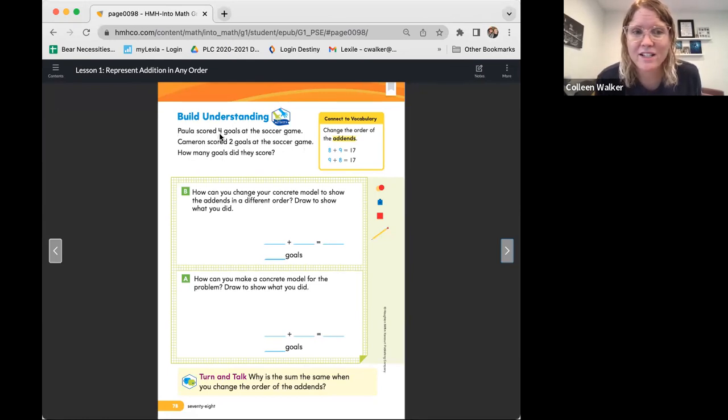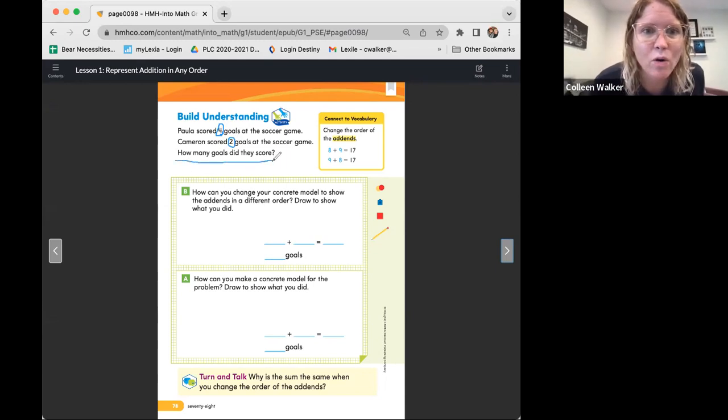So let's go ahead and start by circling our numbers. What are the numbers? Can you shout them out? If you said 4 and 2, that's correct. So those are the numbers that we're circling. And then we're going to underline the question. How many goals did they score? Yay. And then we're going to go ahead and box keywords.